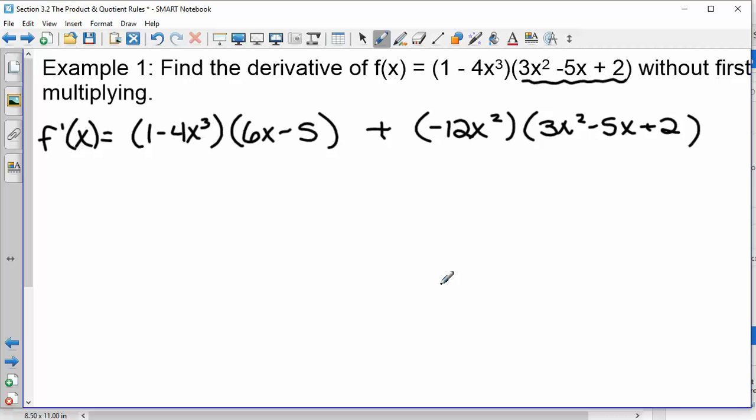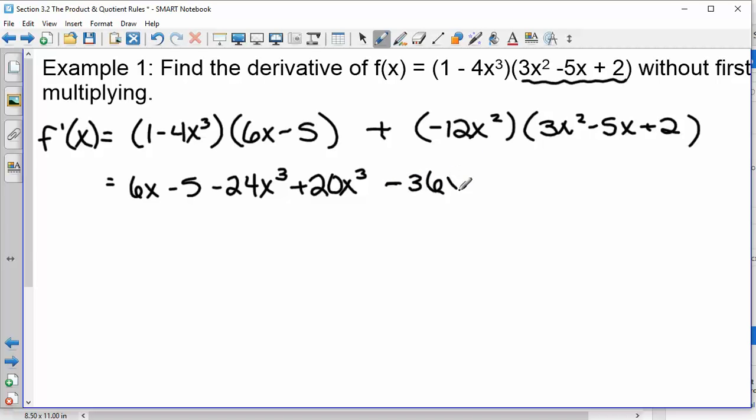Let's go ahead and clean this up and combine our like terms. So now it's no big deal to just FOIL those things. We would get 6x minus 5 minus 24x cubed plus 20x cubed. This one, if you distribute your negative 12, we get negative 36x to the 4th plus 60x cubed minus 24x squared. What if you get a 24x? Thank you.